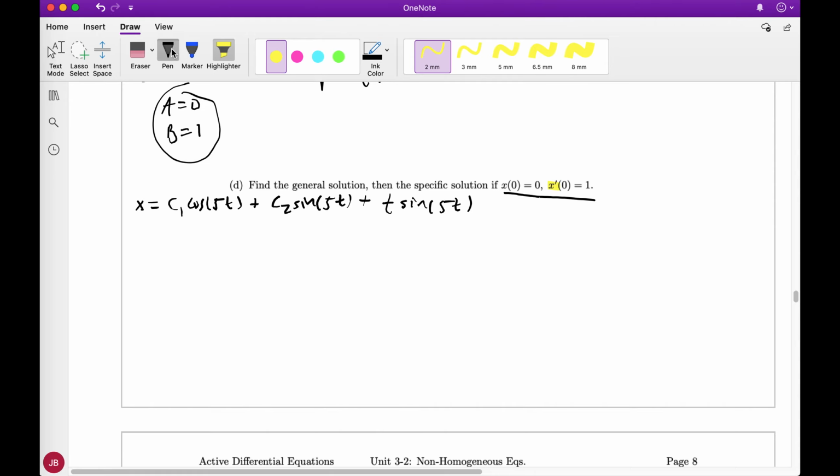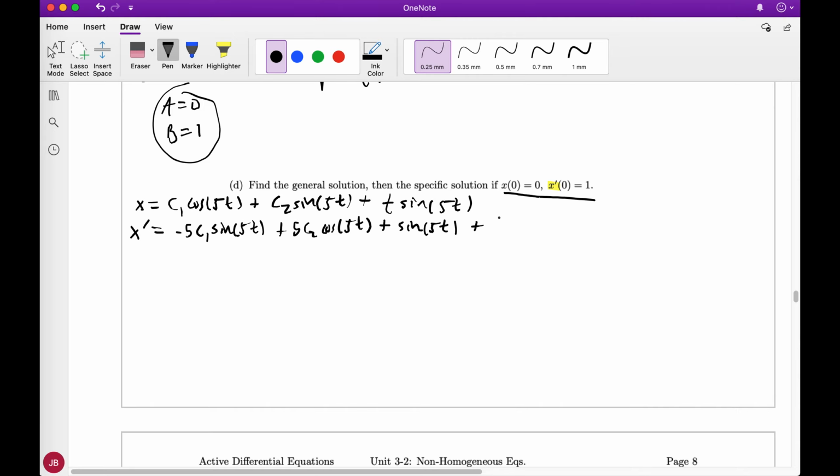Okay, so that means coming over here, x prime is going to be minus 5c1 sine 5t plus 5c2 cos 5t plus sine 5t plus 5t cos 5t. And so the system of equations that I get is that 0 is what I get when I plug in 0 in the first line. So I get c1, well, sine of 0 is 0, and now here I have a factor of 0 times anything, which is 0. So actually c1 is 0, okay, done.